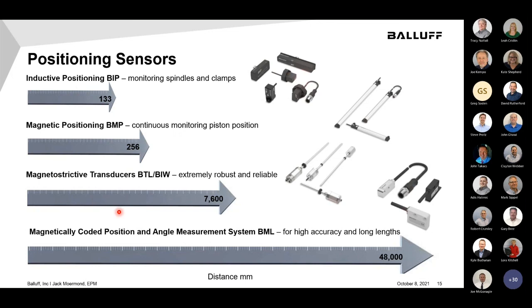Magnetostrictive transducers, the BTLs. I will admit I do not know that much about BTL, so if you have any questions on these, please feel free to reach out to Mike Belts or Scott Rosenberger. They would be happy to help you with any questions. But anyway, with these we can get up to about 7.6 meters. And then last but not least are the BMLs, 48 meters with these.